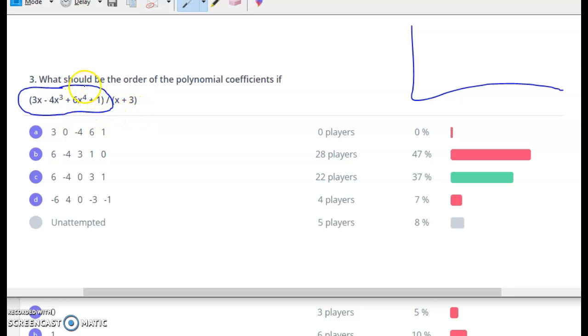Well, the highest exponent is the fourth, so the first coefficient should be a 6. And the next highest exponent, after 4 comes 3, there's my cube. That coefficient's a -4. And then I keep going. There's no square, so if I were doing synthetic, I would put a 0 there. It's a placeholder. And then my next highest exponent there is x to the first, so that's a 3. And then my 1 is the constant. And that's all that question wanted to know, was what is the correct order of those coefficients?